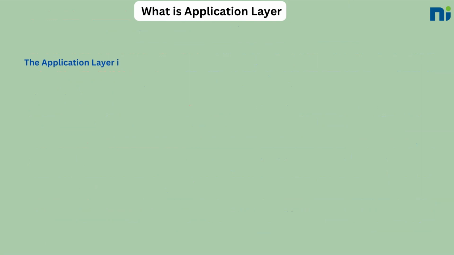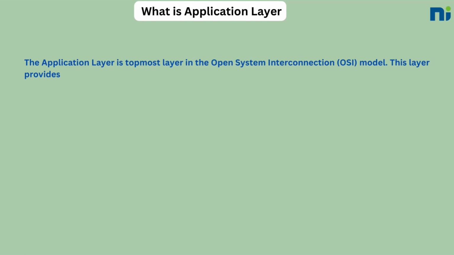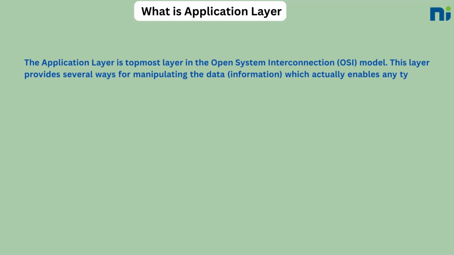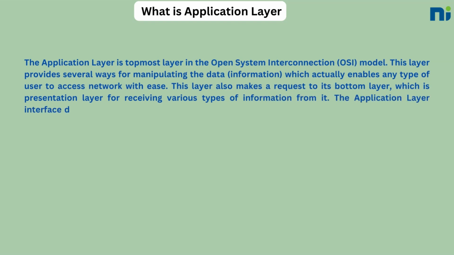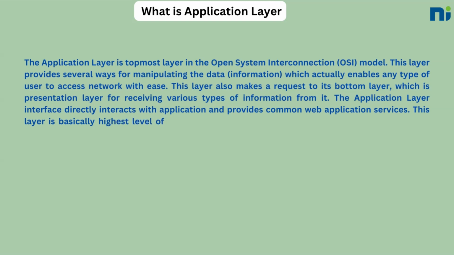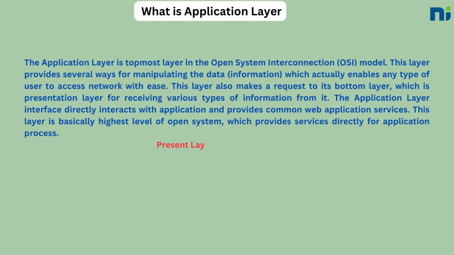What is the application layer? The application layer is the topmost layer in the Open System Interconnection, OSI, model. This layer provides several ways for manipulating the data, information, which enables any type of user to access the network with ease. This layer also makes a request to its bottom layer, which is the presentation layer, for receiving various types of information from it. The application layer interface directly interacts with the application and provides common web application services. This layer is basically the highest level of the open system, which provides services directly for the application process.